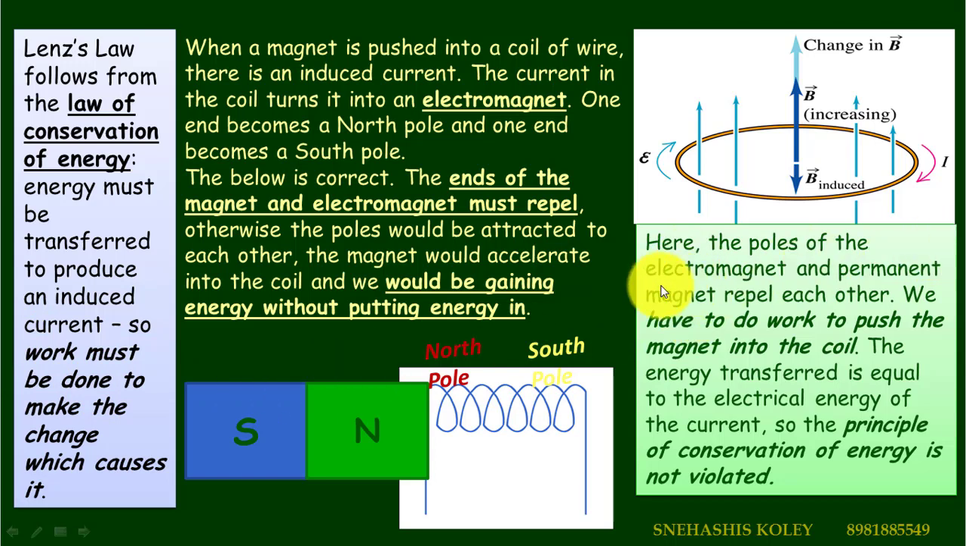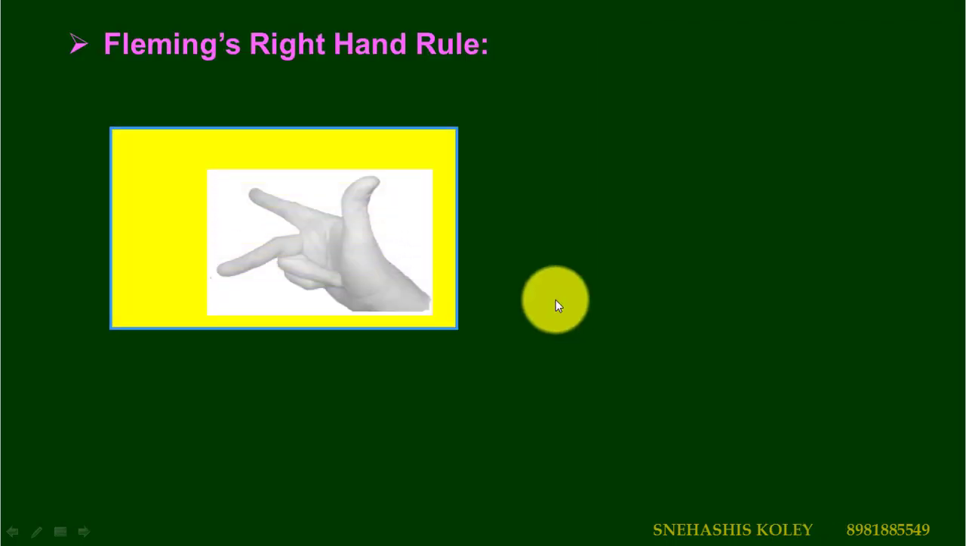Here the poles of the electromagnet and the permanent magnet repel each other. We have to do some work to push the magnet into the coil. The energy transferred is equal to the electrical energy of the current induced. So the principle of conservation of energy is not violated, as we do some work and that work is transferred into electrical energy. Now this is Fleming's right hand rule.